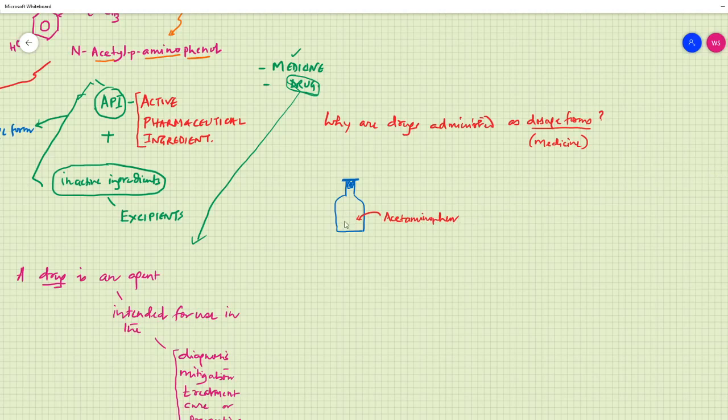Okay, the active ingredient of Tylenol. So let's say this jar contains acetaminophen. So what is the physical property of this drug? It is a white crystalline, slightly bitter, odorless powder.